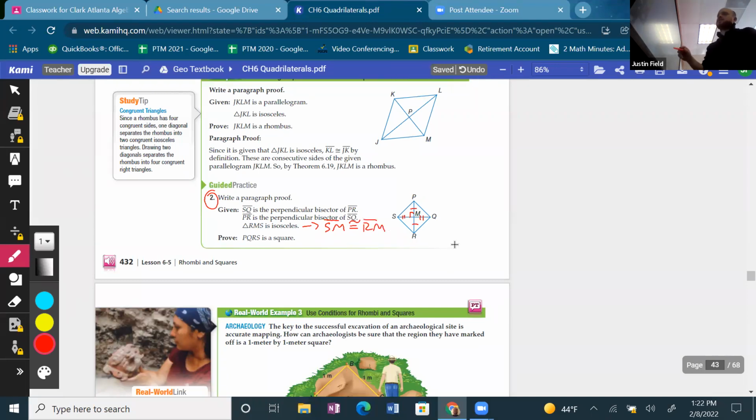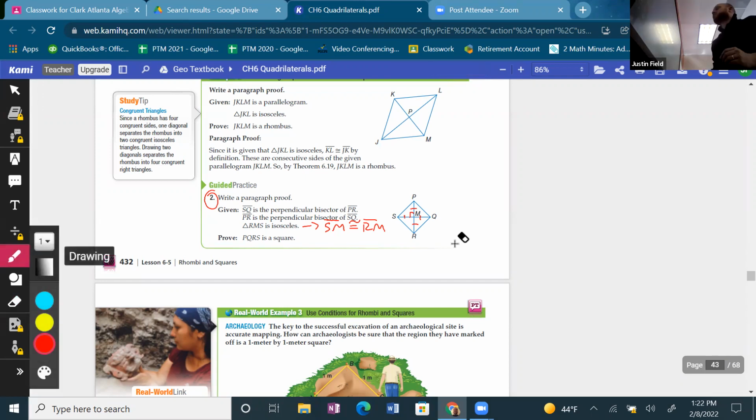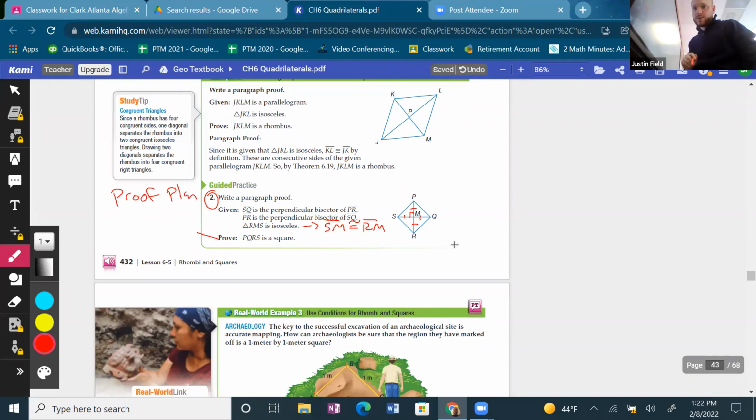So actually we can take off these 2 hash marks and just make 1, because they're bisecting each other, but we also have an isosceles triangle, so we know that all 4 of those little diagonal pieces are exactly the same. So I'm not going to write the whole proof right now. I'll just make the plan, and you can try to write the proof and bring it to class or post it in the organizer. But the proof plan would be this.